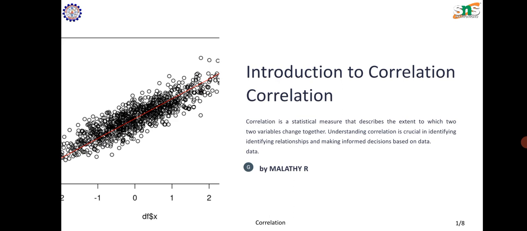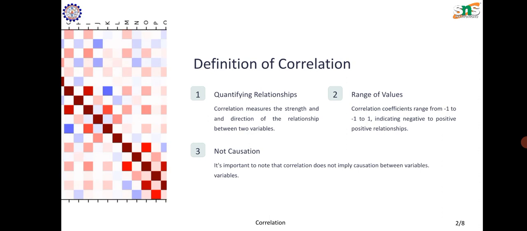Today we are going to see Introduction to Correlation. Correlation is a statistical measure that describes the extent to which two variables change together. Understanding correlation is crucial in identifying relationships and making informed decisions based on the data.